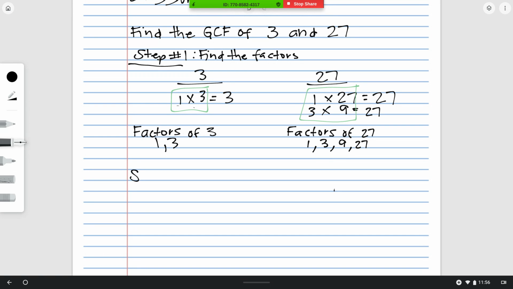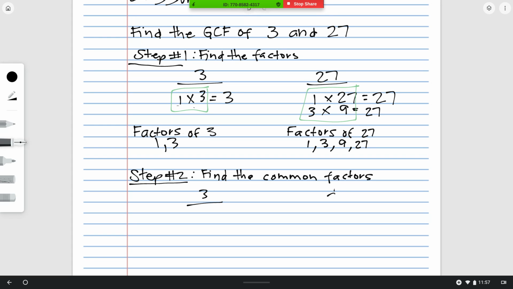Okay, we have step number 2 now. Once we know what the factors are, we need to find the common factors. I write this out so that it's nice, neat, and organized and that I remember each of the steps. There's always 3 steps to finding the greatest common factor. First step is finding the factors. Second step is finding the ones that are common.